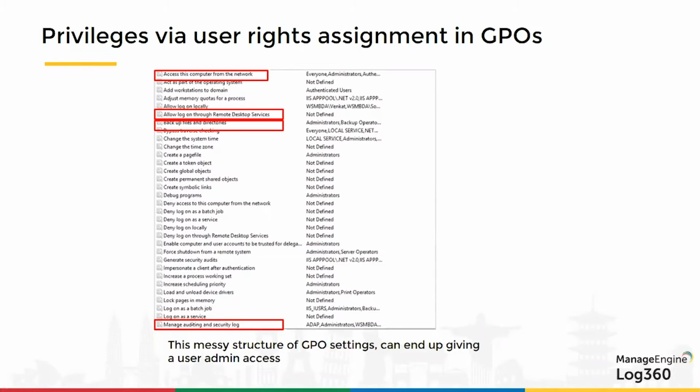But my question is simple. How do you know if the end user is actually backing up the files or directories, or if the end user is stealing the data within the files and directories, right? Manage auditing and security log, an option that you see right here, will allow a user to erase audited events within Active Directory, thereby removing all traces of a potential attack. The structure is messy, and that's how mistakes happen, that's how misconfigurations happen, and that's what leads to breaches, right?